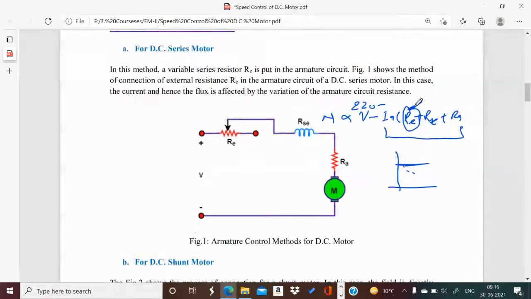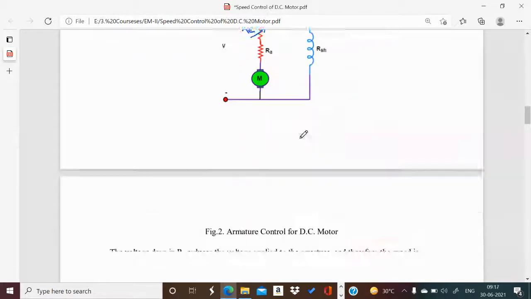This flux will remain constant. Again, by this formula, by increasing the resistance, the armature current drop will decrease. That means speed will decrease.